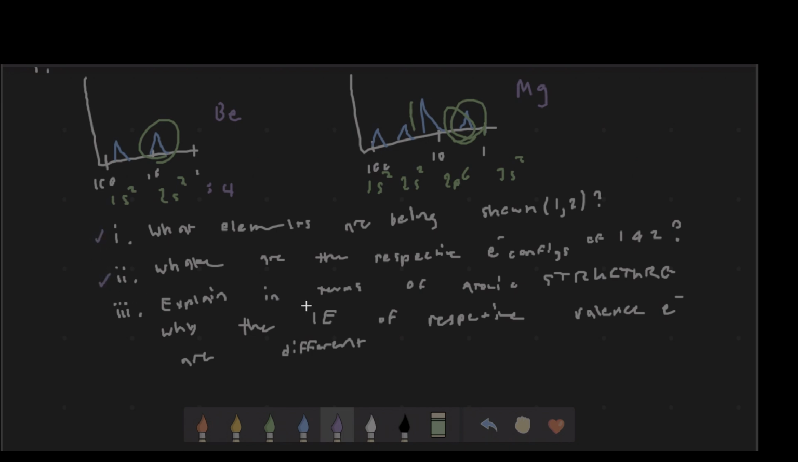So now question 3. This one's more application to past chapters, which is likely to be how an exam question about PES would be formatted, especially if it's present in the FRQ. So explain in terms of atomic structure and periodic trends why the ionization energy of the respective valence electron shells, which are the ones I circled here, are different. So pause the video and think, but I'm going to explain it right now.